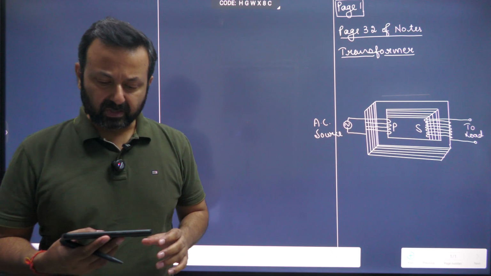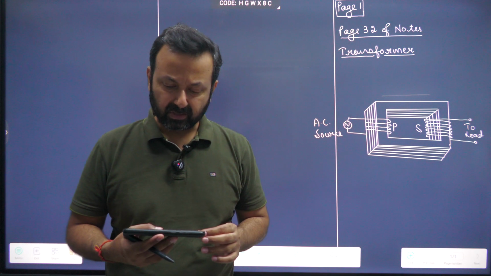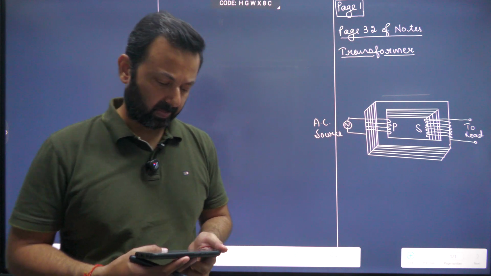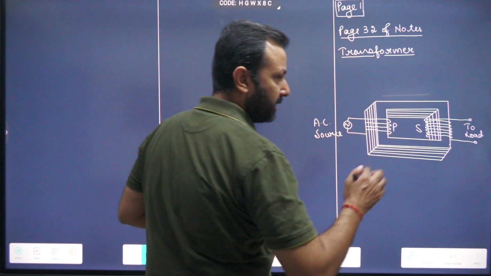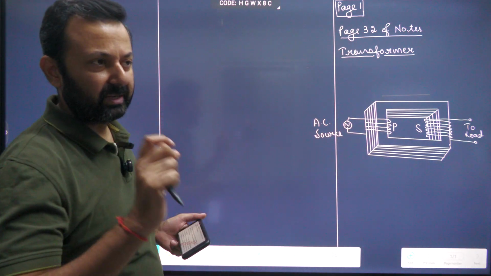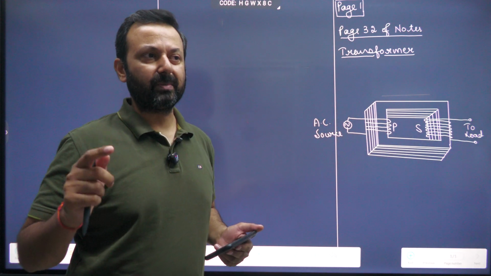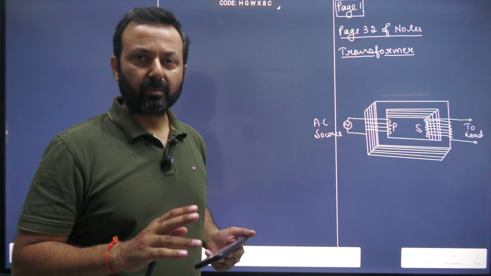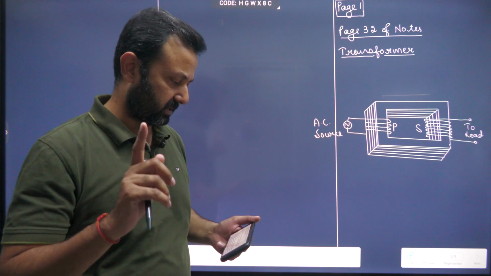Two types of arrangements are generally used for winding of primary and secondary coils in a transformer. First is core type.